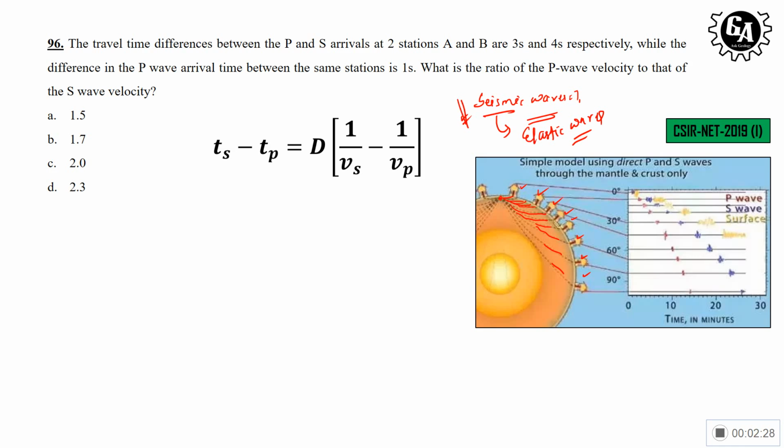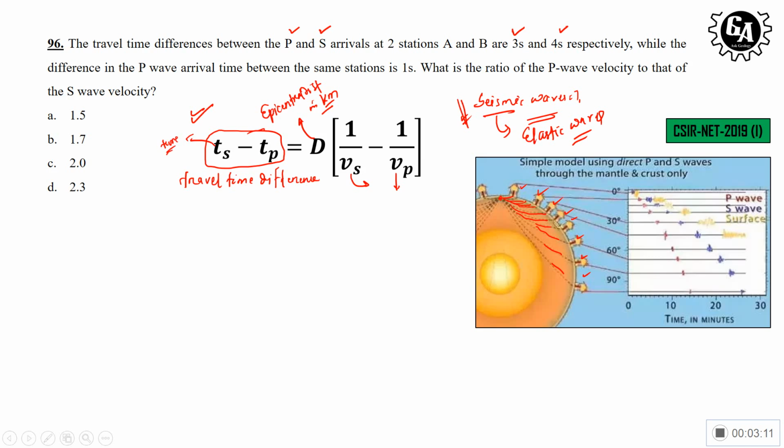In this section, they are asking that the travel time difference of P and S at two stations is 3 seconds and 4 seconds. Let us write it down, and we are going to use this travel time difference. D is your epicentral distance, and it is in kilometers, always remember. Vs is the velocity of S wave, Vp is the velocity of P wave, and Ts minus Tp is the travel time difference. This T represents time.